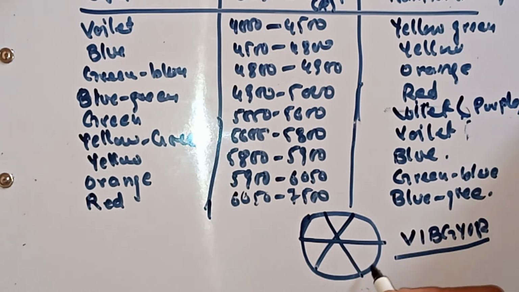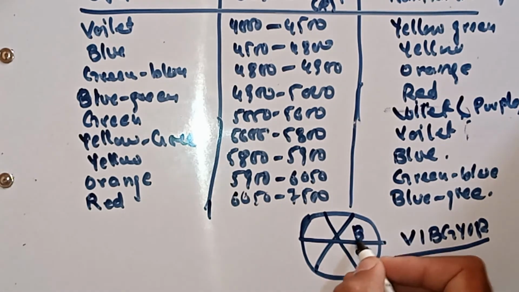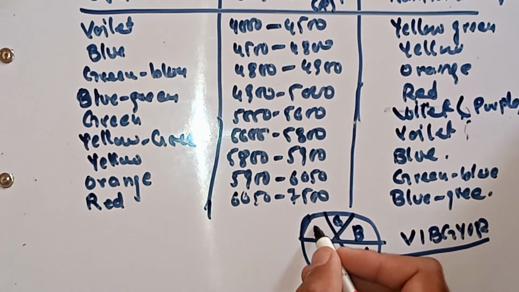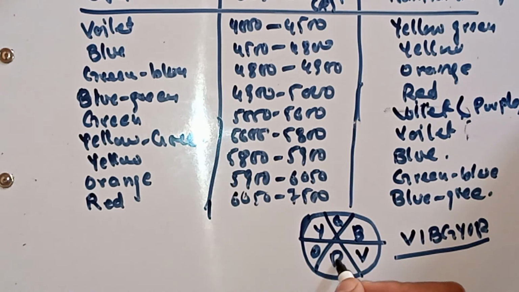This concept has been given in the book by G.M. Miessler, Inorganic Chemistry by G.M. Miessler. This concept is given in this book. So here it starts from violet, blue, green, yellow, orange, red. You can take the concept from this point.